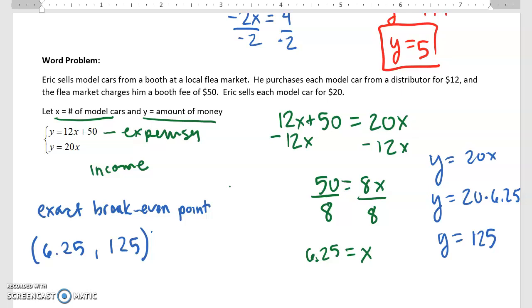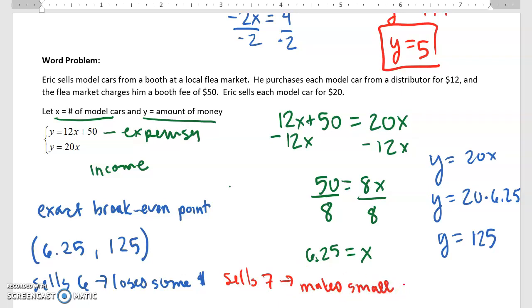Now we all know you can't really sell 6.25 cars. And so when we're working with word problems, of course, we would have to just interpret that expression. So really what this means is, if he sells 6 cars, he's losing slight money. So if he sells 6, he loses a little money. And if he sells 7, he's starting to make a profit. But it would be a very small profit, right?